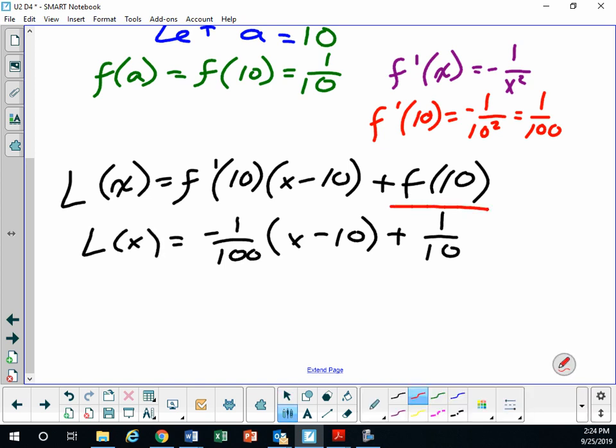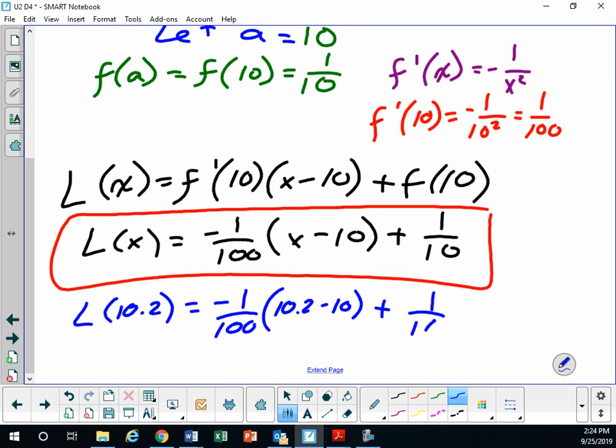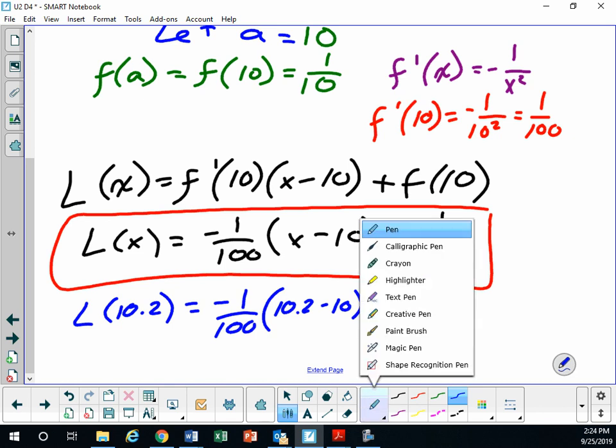Sometimes I ask for a linear approximation equation, and sometimes I ask for using it to approximate something. Sometimes I just ask for the equation. Or it says write the equation and use it to approximate. If it's write the equation, I still have to see this with x's in there. Now, I'm going to do L of 10.2, because that's what I want to approximate. So negative 1 over 100 times 10.2 minus 10 plus 1 over 10. Now here's what you really need to understand.